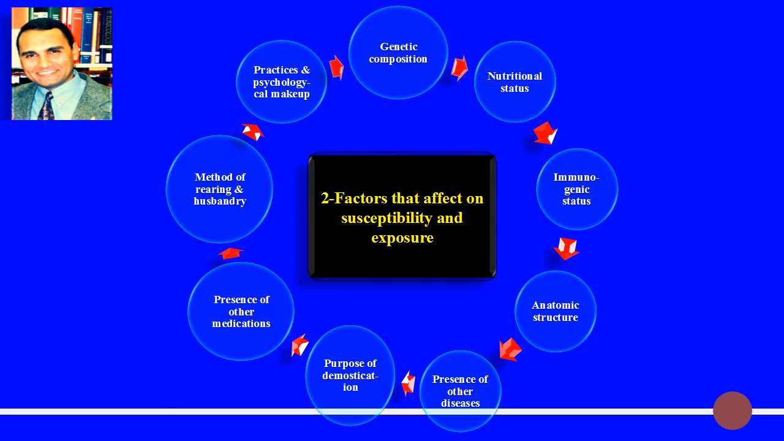The open method can cause certain diseases other than the closed system. A closed system may lead to the occurrence of tuberculosis, while an open system may lead to jaundice disease. Practices and psychological makeup: certain people, such as biology scientists, are exposed more to infection by different pathogens.